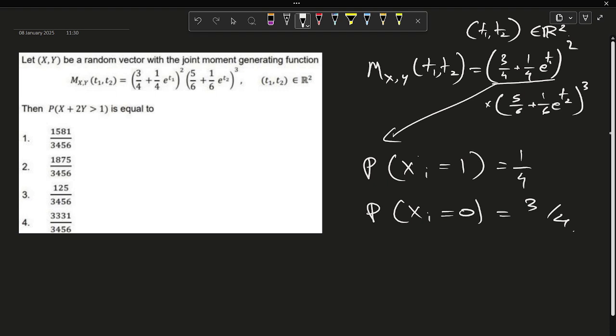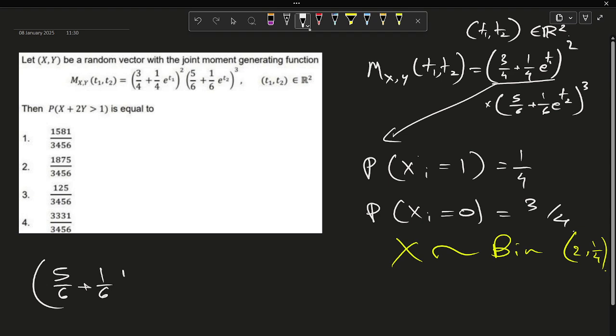So we can write that X is binomial (2, 1/4). Now we have to look at Y. The factor is 5/6 plus 1/6 e^t2, whole cube. So we only have to think about this.